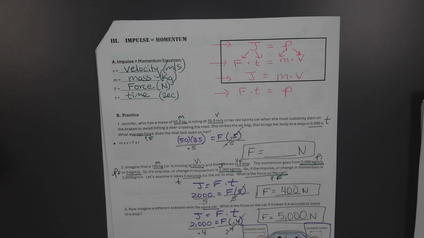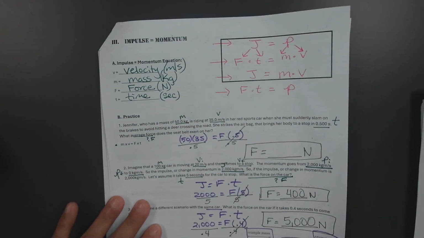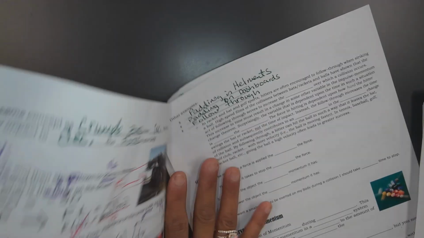If we have three variables, we can solve for the unknown number. Or we can manipulate it and say J equals MV, or we can say FT equals P. We can rearrange it how we see fit because they equal each other. Again, momentum is movement, impulse is slowing it down. The opposite, because they're the opposite, we set them up equal to each other.